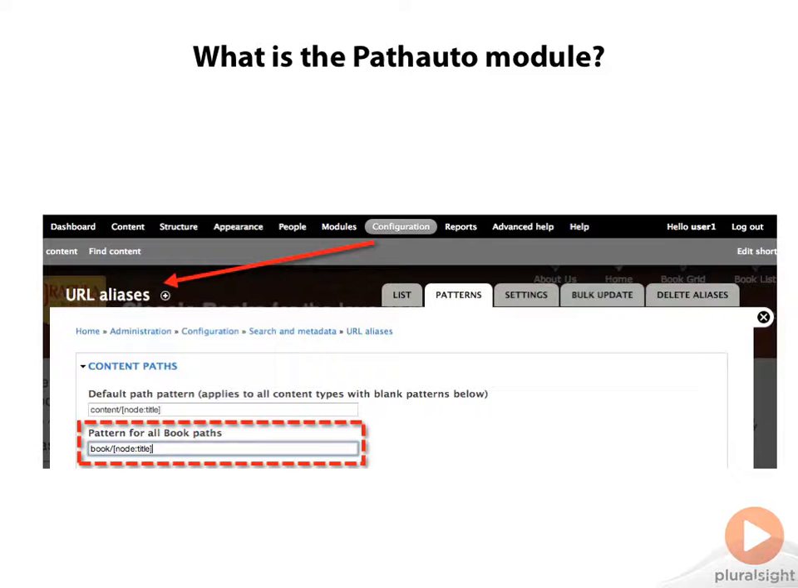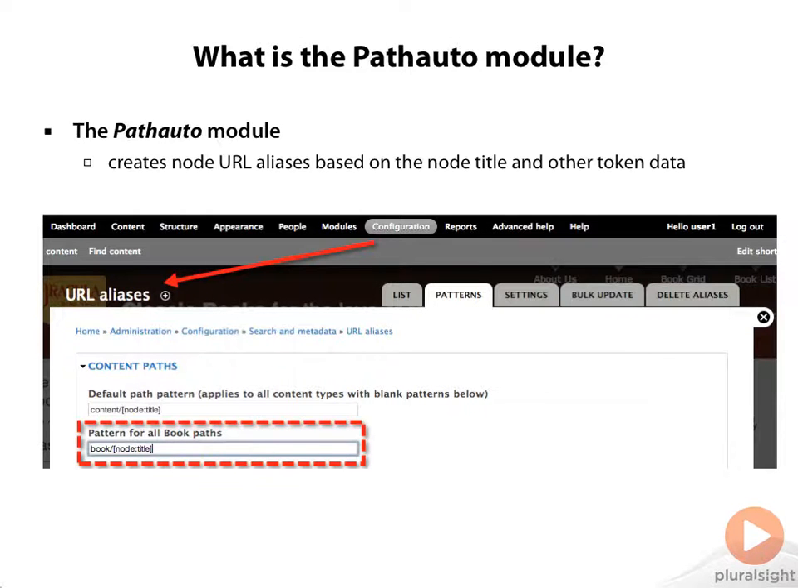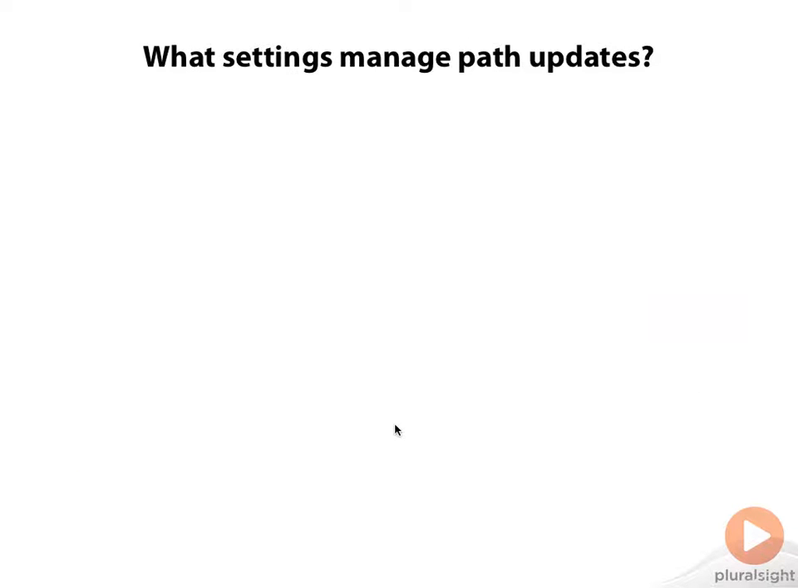The Path Auto module allows you to easily configure URLs by pattern. It allows you to create URL aliases based on the node title and other token data. We've already seen this in use in our automatically configured URLs. Once you configure patterns for your URLs by content type or by other information types such as taxonomy or user data, you can then bulk delete and bulk update all the URLs in your system. As you do so, various settings are available to control how the URLs are rewritten.